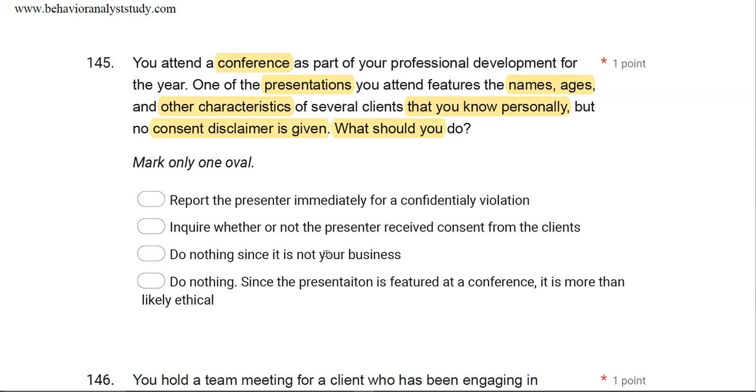Again, it's a potential ethical violation. It is your business. You're protecting the clients. And then D, do nothing since the presentation is featured at a conference. It is more likely ethical. You can't assume that. Our first rule is do no harm. If this could potentially reveal clients or harm clients, you've got to do something about it. So the first step, you need to figure out, did that presenter receive consent from the clients? Yes or no?